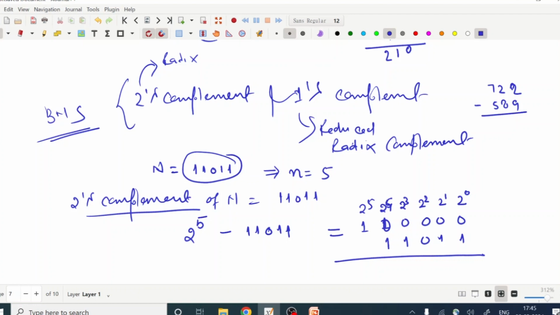We have to take a borrow. Since we take a borrow from the 10th position, this means the borrow is coming here in the form of 10. So 10 plus 2, that is 12, 12 minus 9, that is 3.